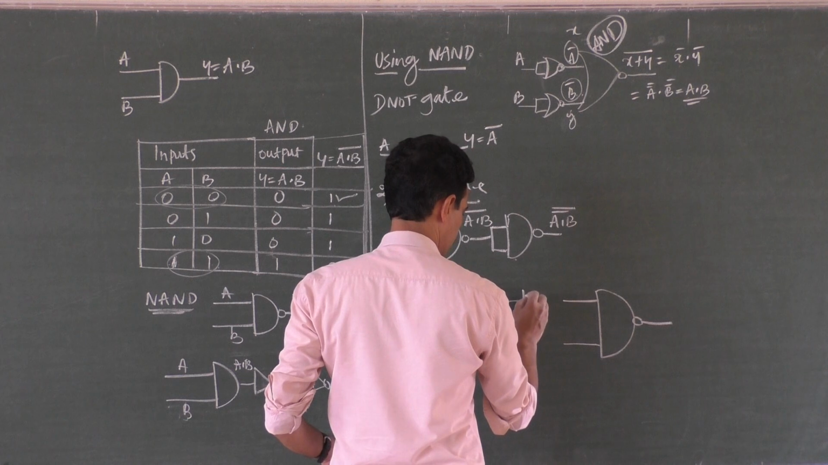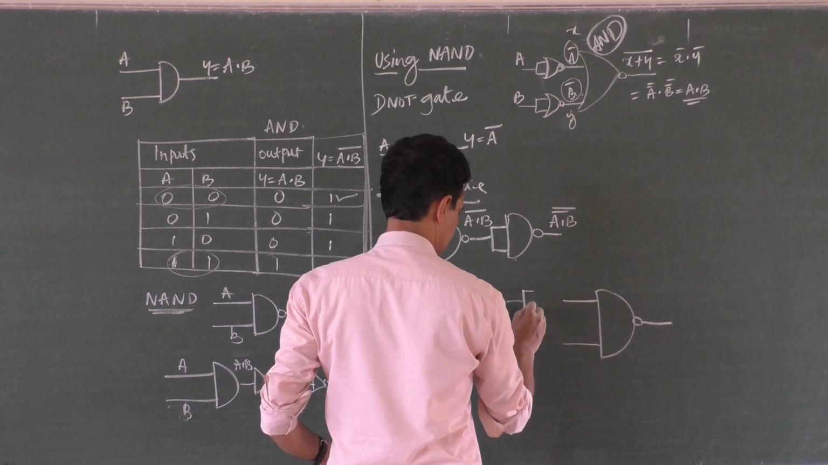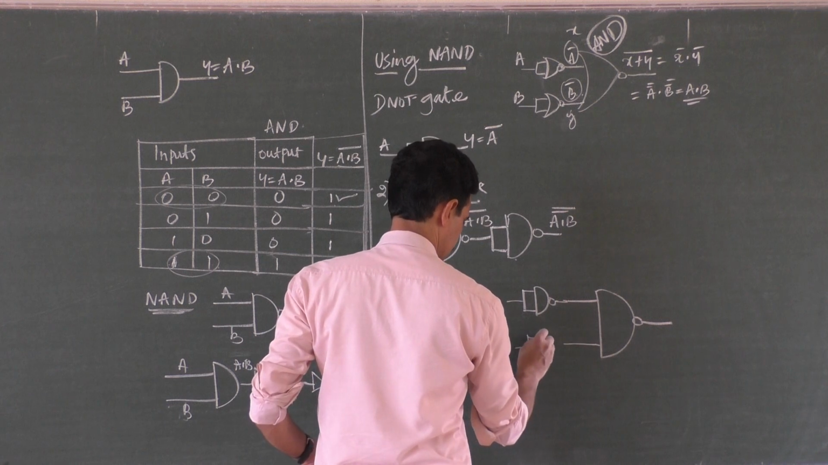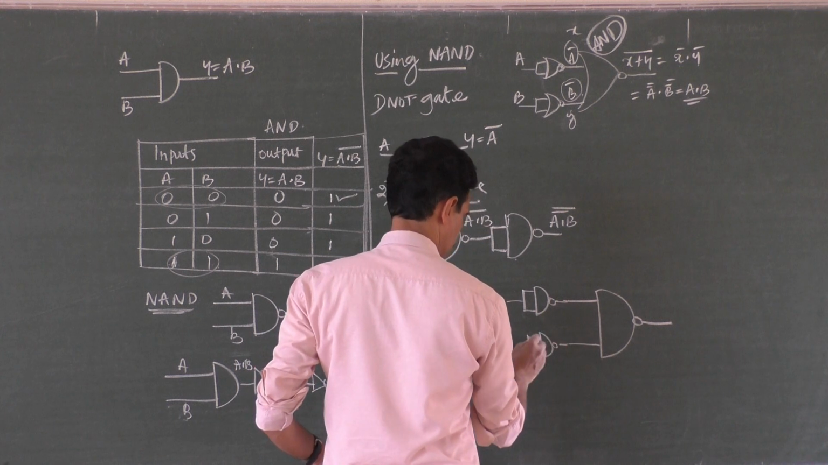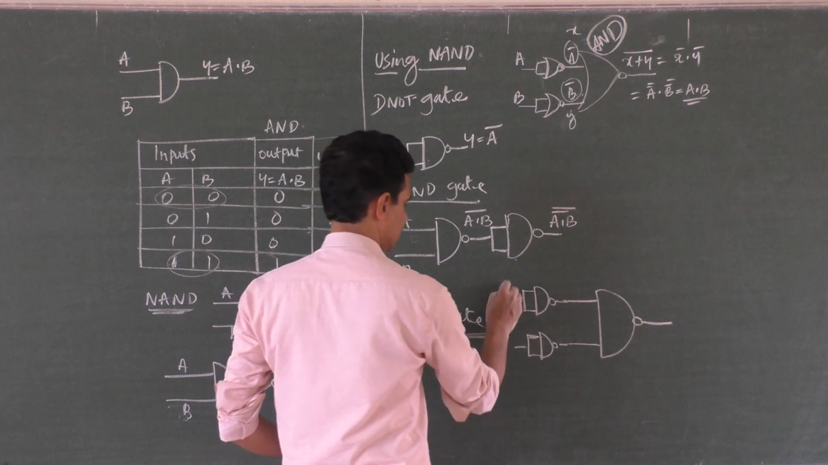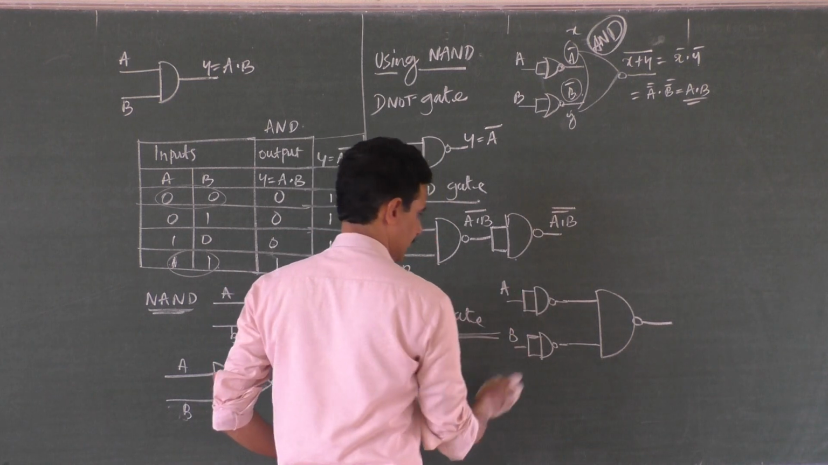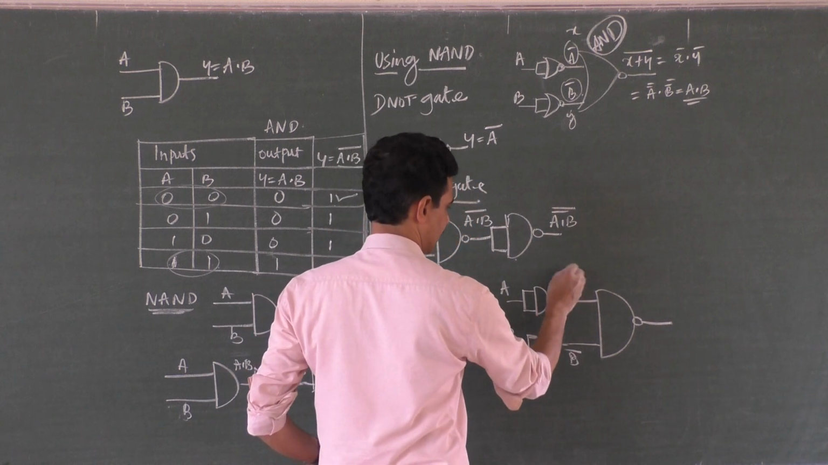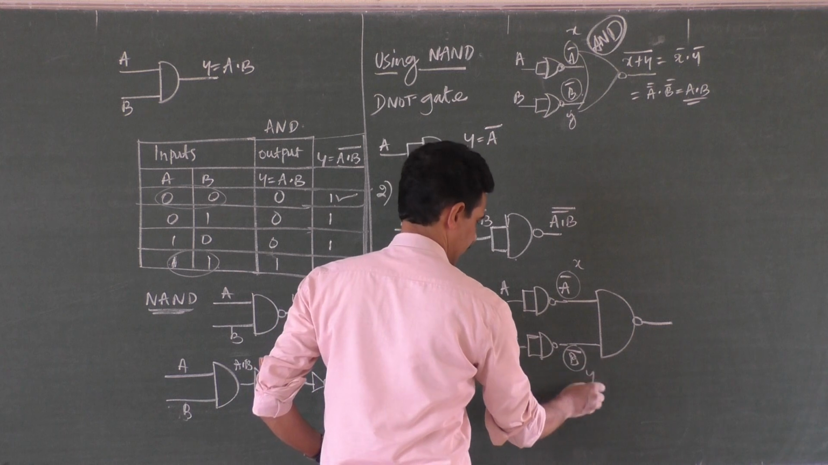So one input, like this: one NOT gate, another NOT gate. Like this. Now what happens? This is A, this is B, this is A bar, this is B bar. What is the output here? Take this as X, take this as Y.